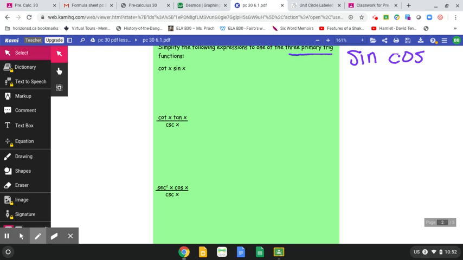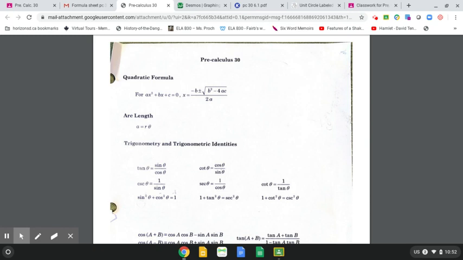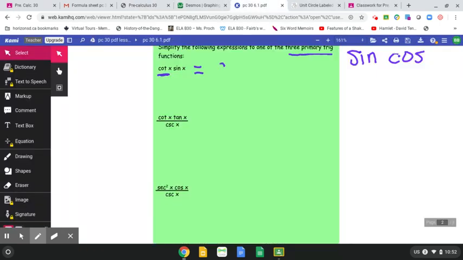The three primary trig ratios being sine, cos, or tan. So we're going to try and simplify these and then get equals one of those things. The first one here says cotangent times sine theta. Now cotangent is not in terms of cos and sine, so we need to write it in terms of cos and sine. Cotangent is cos over sine. See that? So we're going to write cos x over sine x times sine x. Sine x is fine.